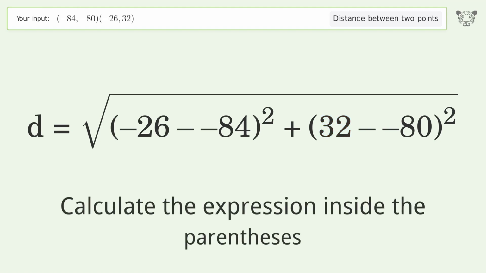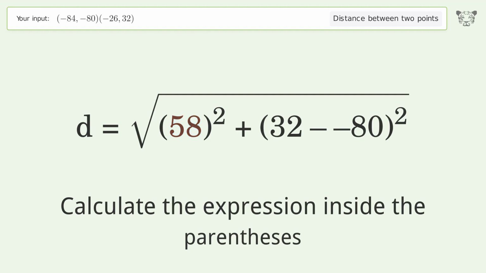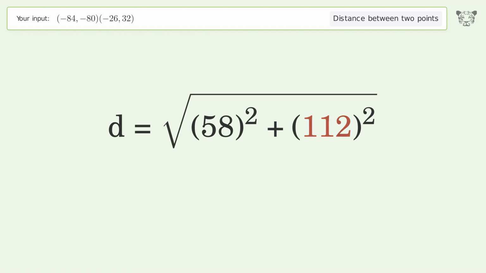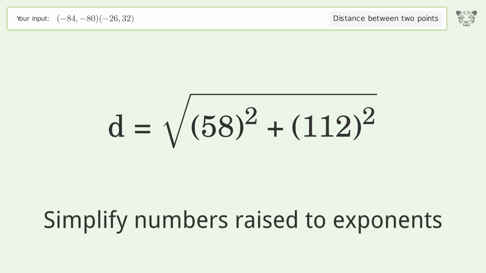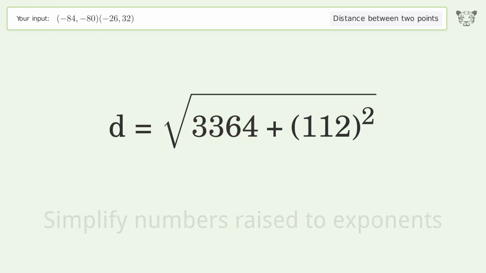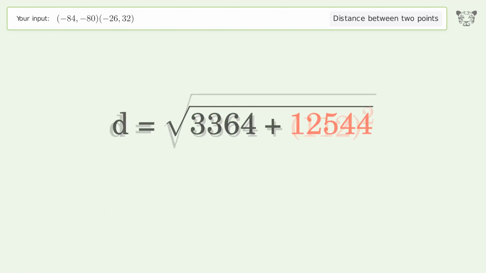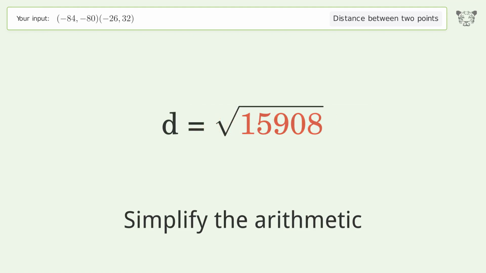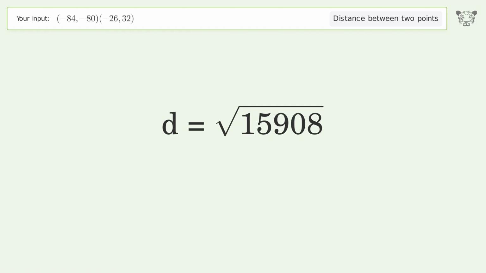Calculate the expression inside the parentheses. Simplify numbers raised to exponents. Simplify the arithmetic. And so the distance between the 2 points is the square root of 15,908, or 126.127.